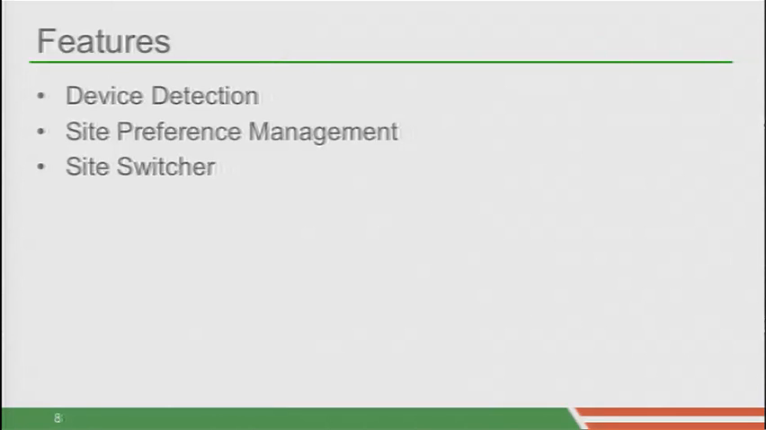allow you to set a preference for your users. So if they want to see a mobile site from a desktop browser, or if they want to see the desktop site from a mobile browser, then the site preference manager is going to let your user handle that from within your website. And then we also have a site switcher, and what the site switcher is going to do is allow you to switch between a mobile website to a desktop website and vice versa. And we've got a couple of different implementations for the site switcher, and we'll go through those as we get to those slides.